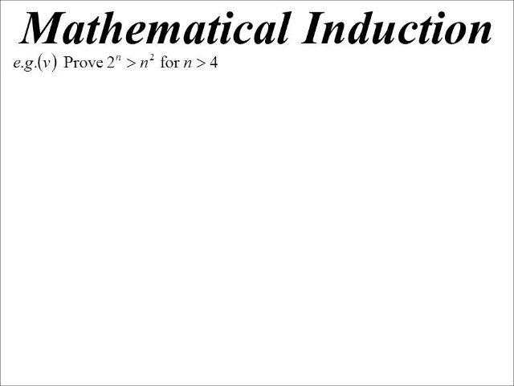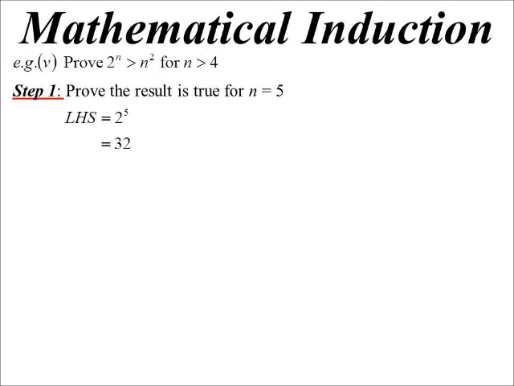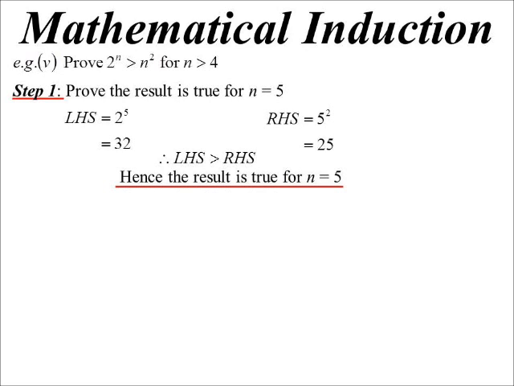So in this case, step 1 is going to be proof for n is 5. And 2 to the power of 5 is 32. 5 squared is 25. And 32 is bigger than 25, last time I checked. It does work for the first case.